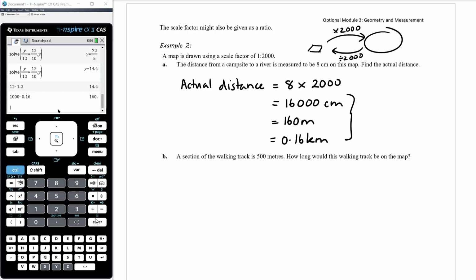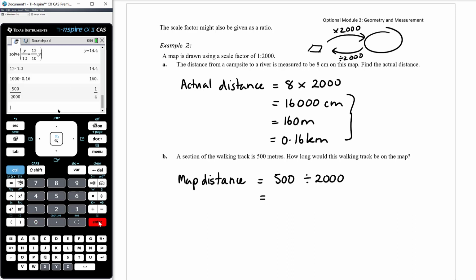Okay. So we know the actual distance, and we want the map distance, so we're going to need to divide by 2000 to go from actual to the map. So the map distance is going to be the actual distance, which was 500, divided by 2000. So 500 divided by 2000 is going to be 0.25, but don't forget, we need to be consistent with units.